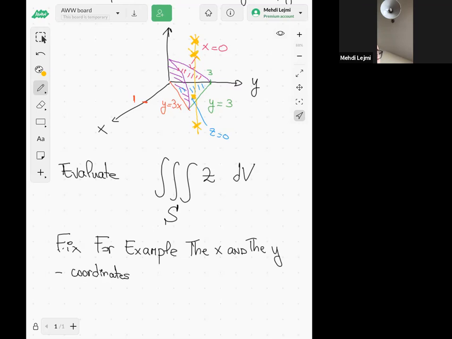So all these points have the same x coordinate and the same y coordinate. That's what I mean by fixing x and y. So you take this vertical line, this yellow line. Now, this yellow line is going to intersect the solid.